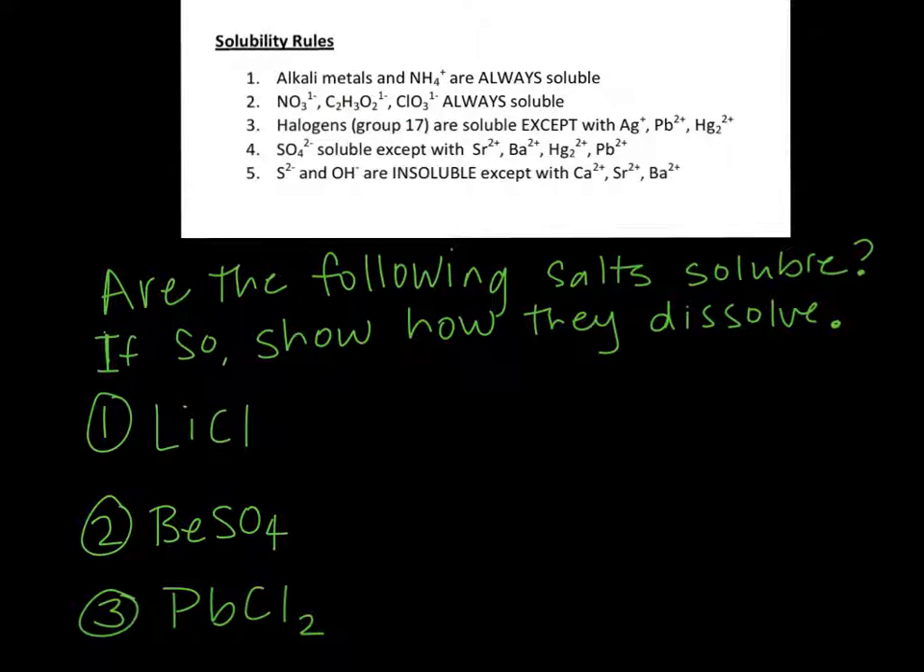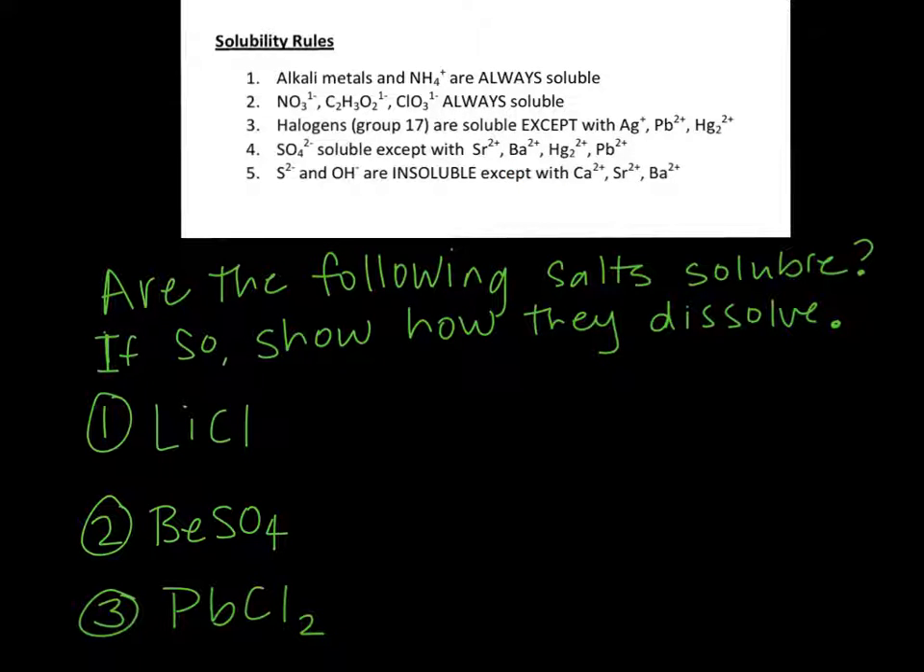Nitrates, acetates, chlorates are always soluble. Halogens, which are group 17 on the periodic table, chlorine, bromine, and iodine, are always soluble except when they're with silver, lead, or mercury. Sulfate is soluble except with strontium, barium, mercury, and lead. And sulfides and hydroxides are insoluble. So it's the only one that says insoluble except with calcium, strontium, or barium.